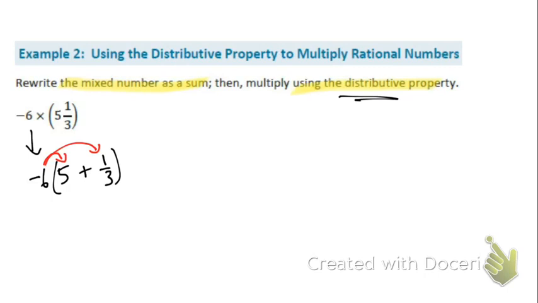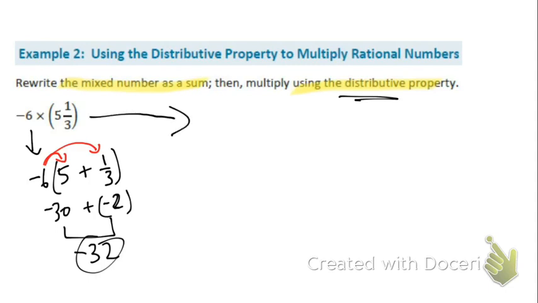So -6 times +5 is -30. And -6 times 1/3. Remember, basically we're just doing 6 divided by 3 here. We get 2, or -2. Then you can add those together and get -32 as your answer. See how that was nice and easy?